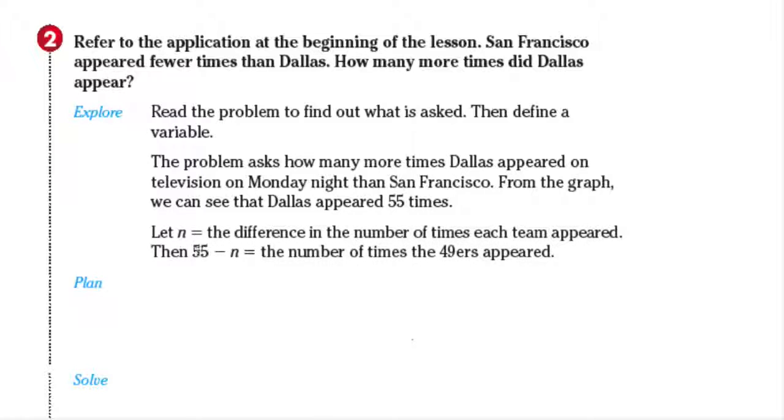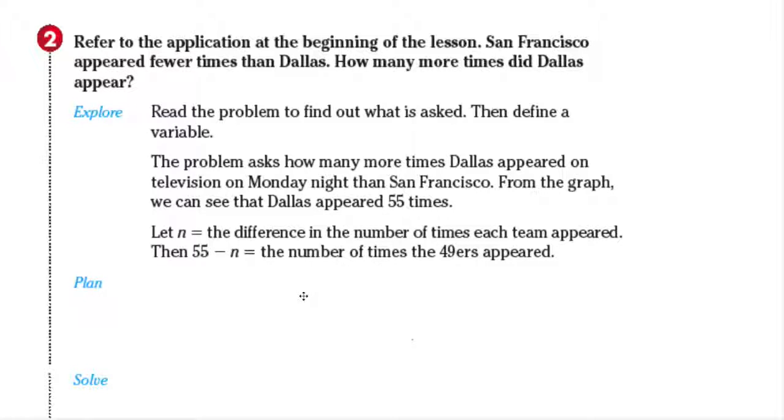So we let n, that's our let statement, be equal to the difference in the number of times each team appeared. 55 minus n, okay, the number of times the 49ers appeared. Okay, so how did we get 55 minus n? Because we want to find how many more times Dallas appeared than the Niners. So 55 minus n will be equal to the number of times that the Niners appeared.